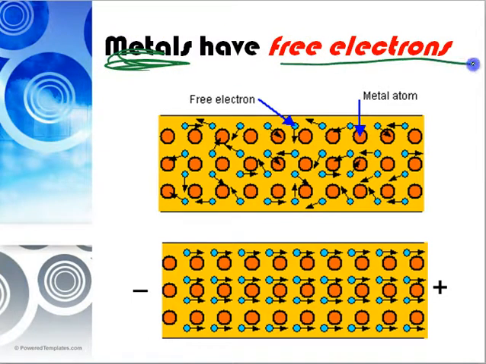So in metals, why are metals good conductors of electricity? Because metals have free electrons. So you can see here, the electrons are free to move in the metals. And when you put a battery near it, with a negative terminal here and a positive terminal here, what happens is that the electrons will flow towards the positive terminal.